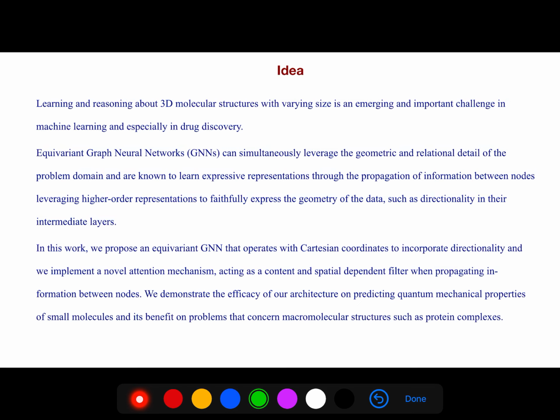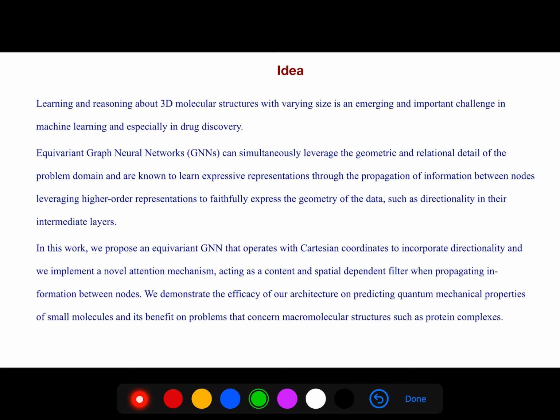especially in drug discovery. Equivariant graph neural networks can simultaneously leverage the geometric and relational detail of the problem domain and are known to learn expressive representations through the propagation of information between nodes, leveraging higher-order representations to faithfully express the geometry of the data, such as directionality in their intermediate layers.